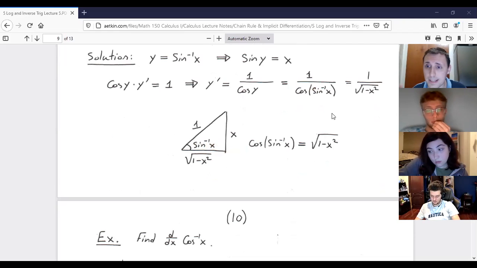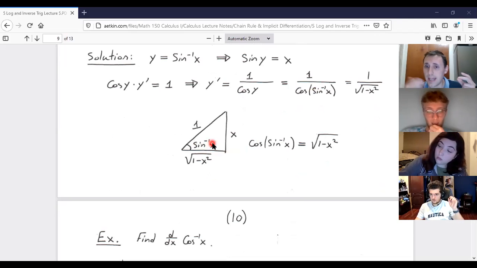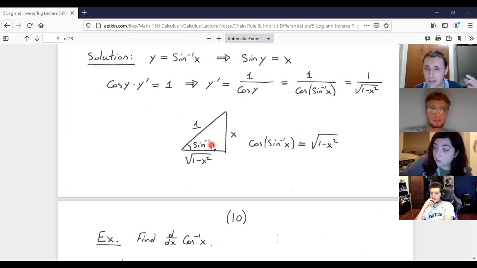Sine inverse of x, it's an angle. And if you apply sine to it, you will get x. That's what sine inverse of x is. It's the angle that if you apply sine to, you will get this input, the x. Good? And what happens if you apply sine to it?